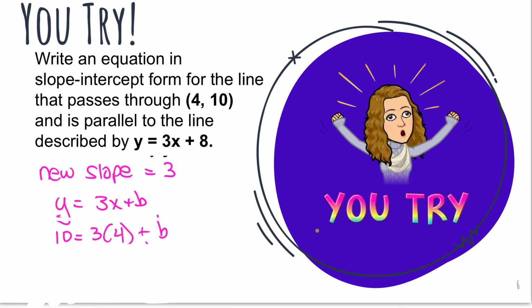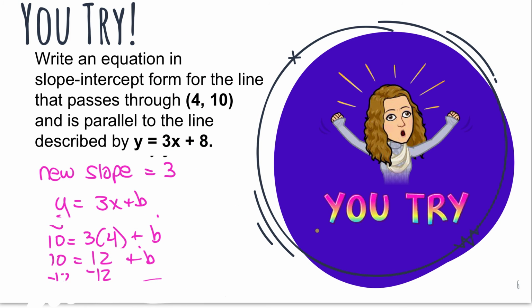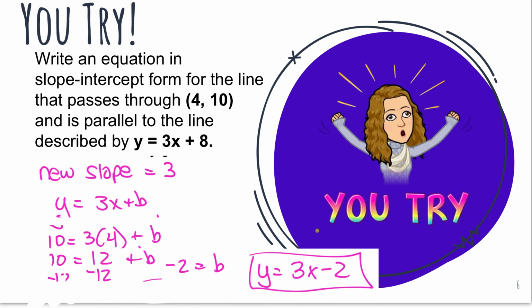Substituting in my coordinate points, I get 10 is equal to 3 times 4 plus b. So solving that, 10 is equal to 12 plus b, subtracting 12 from both sides, I get b is equal to -2. Then my equation of my line is y is equal to 3x minus 2.